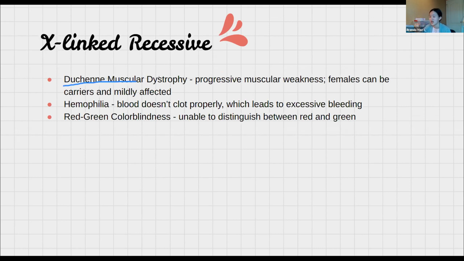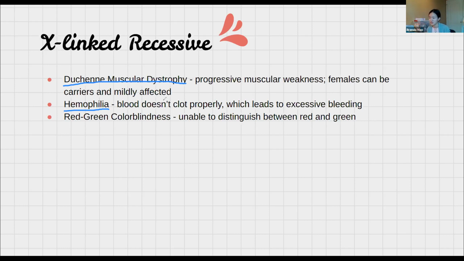So X-linked recessive, we have DMD, or Duchenne muscular dystrophy, and it is progressive muscular weakness. And females are usually carriers because, again, this is X-linked recessive, and they can be mildly affected, but not much. Hemophilia is when the blood doesn't clot properly, which leads to excessive bleeding. So when you get injured or cut somewhere, the blood clots will come and stop the bleeding, sort of minimize the bleeding, and they'll eventually scab over. But for people with hemophilia, blood doesn't do that, so they just keep bleeding.